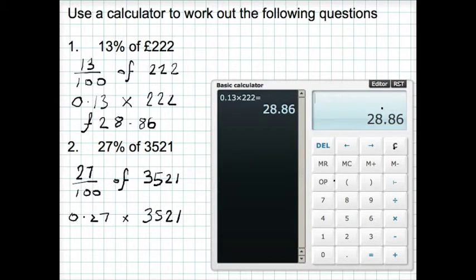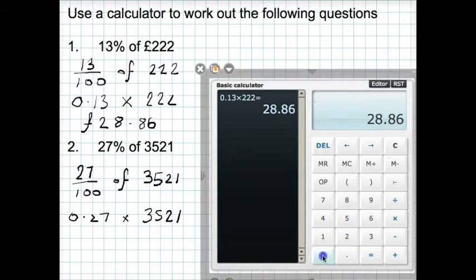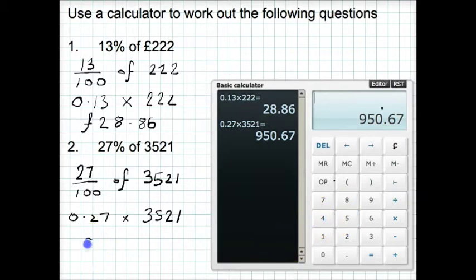If we then move to the calculator and type this in, 0.27 times 3521 gives me my answer of 950.67, which is my final answer.